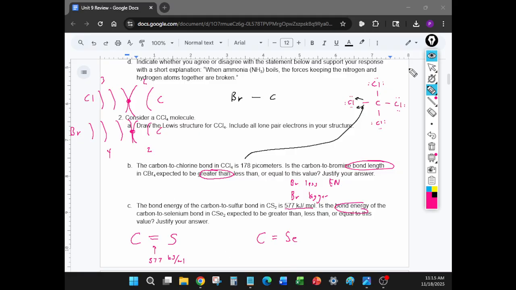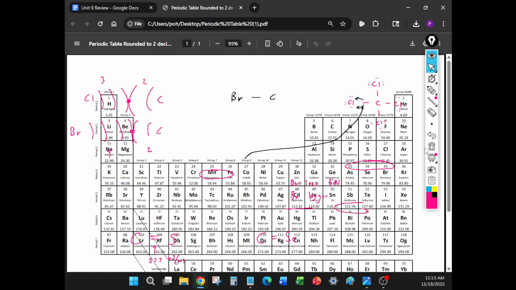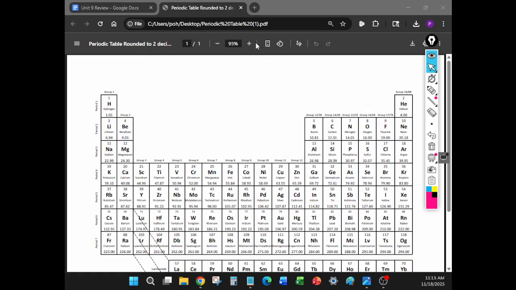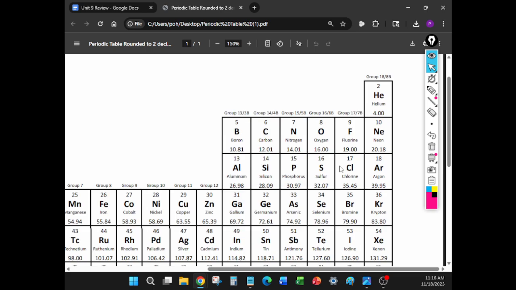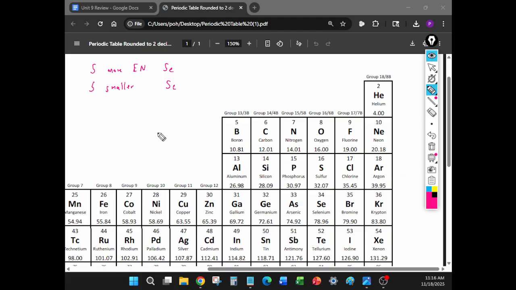So same thing here. We're going to look at the periodic table because I know selenium, we don't use it as much. So if you compare sulfur and selenium, we can do electronegativity or size, okay? Let's do electronegativity. Which one is more electronegative? Sulfur is more electronegative than selenium. Let's go with size. Is sulfur bigger or smaller than selenium? Yeah, less shell, so it is smaller. Okay, it is smaller than selenium.